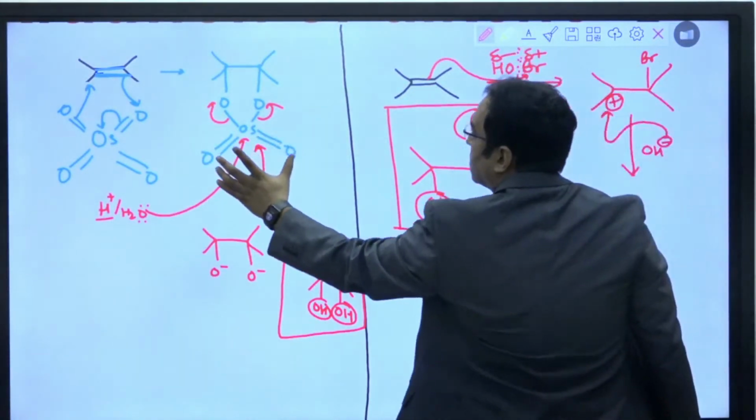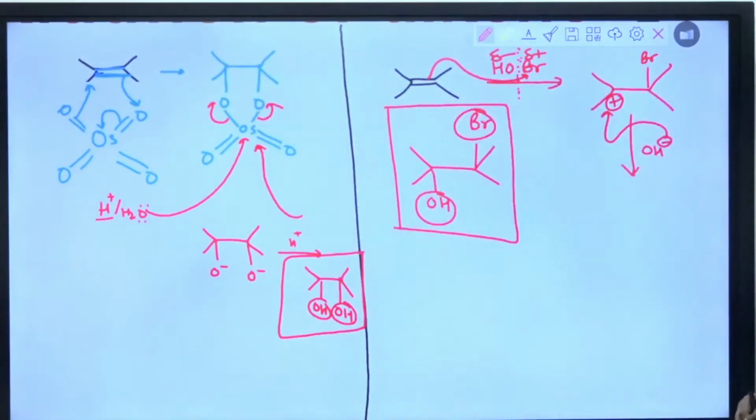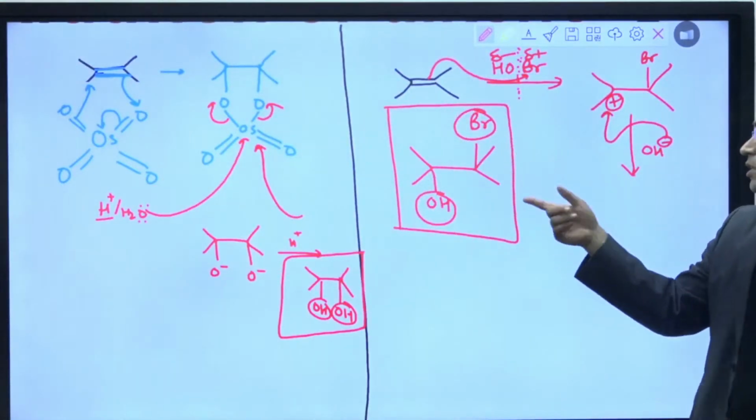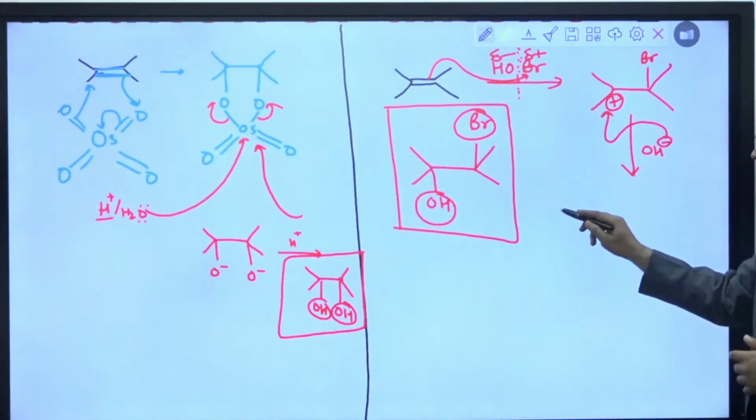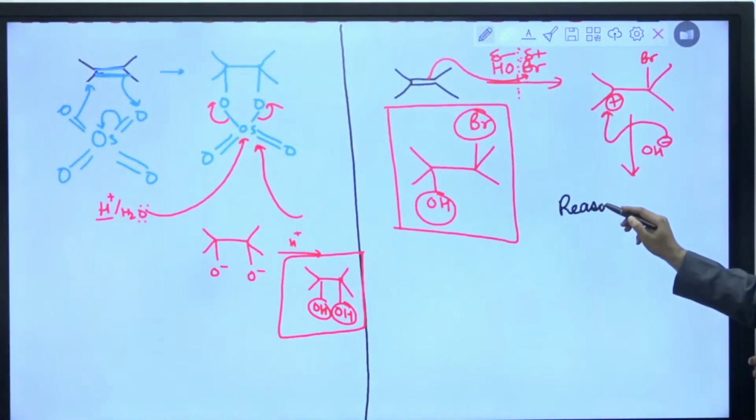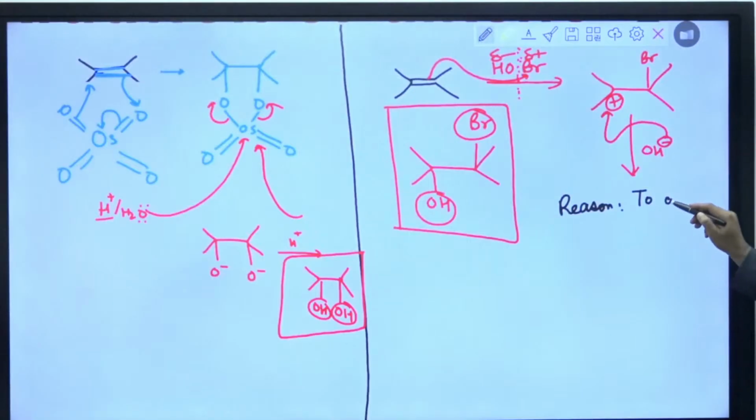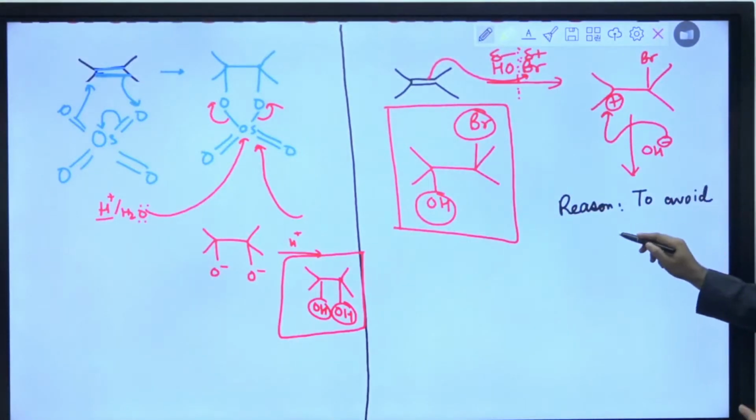This is not breaking, this is joining as a unit. In this case, it is breaking into two parts. One part joins and then the other part approaches from the other side. What is the reason? Write down the reason for this: to avoid hindrance.